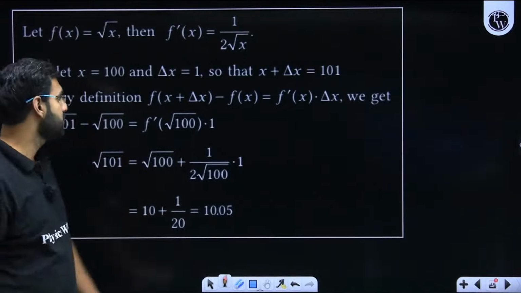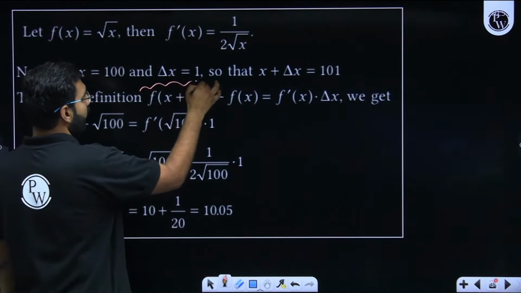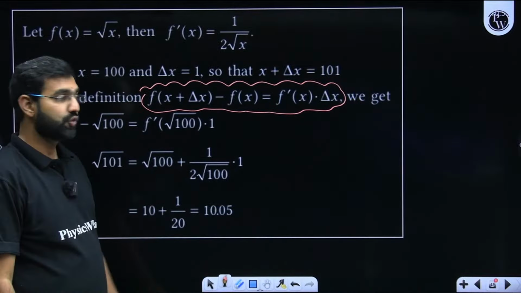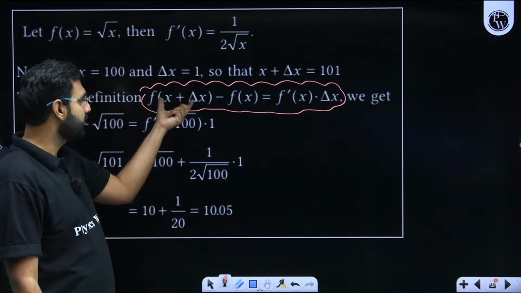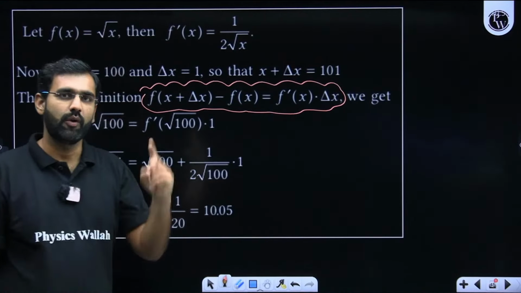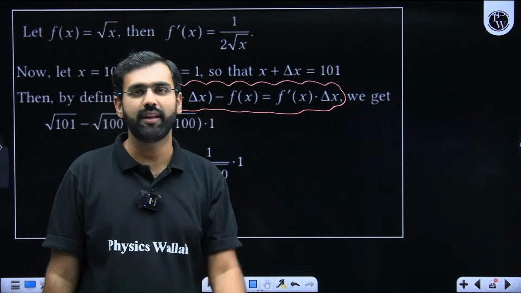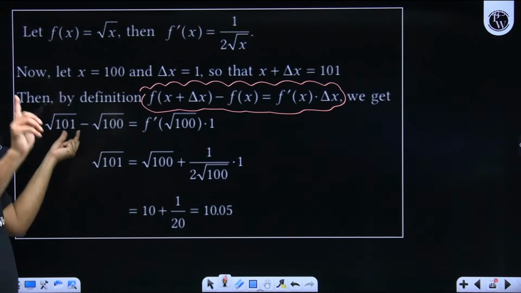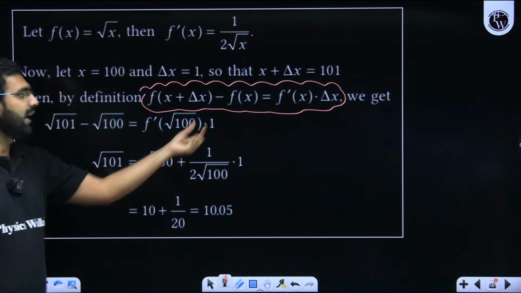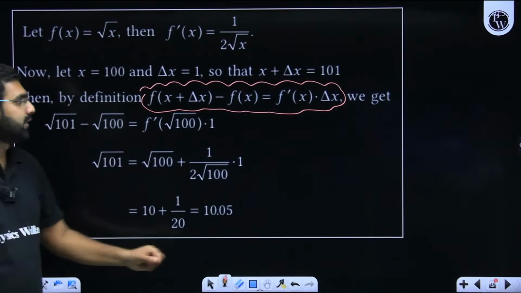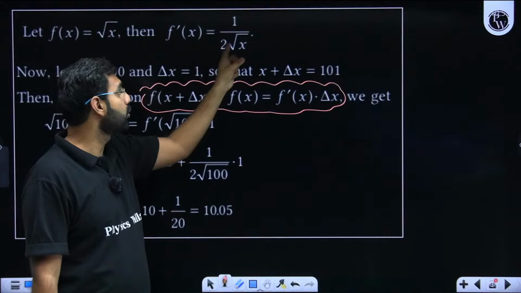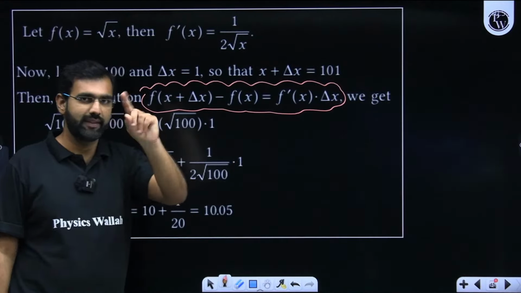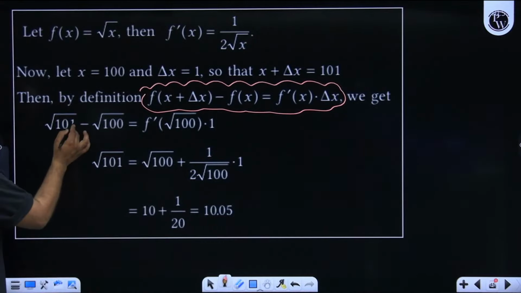For approximation, I hope you remember the formula: f of x plus del x minus f of x is f dash x times del x. Because we know f dash x is f of x plus del x minus f of x upon del x, that is y2 minus y1 upon x2 minus x1. That's your derivative. So f of x plus del x, where del x is 1, is under root 101. f of x is under root 100. This will be f dash x, that is 1 by 2 times under root 100, times 1, because del x is 1.